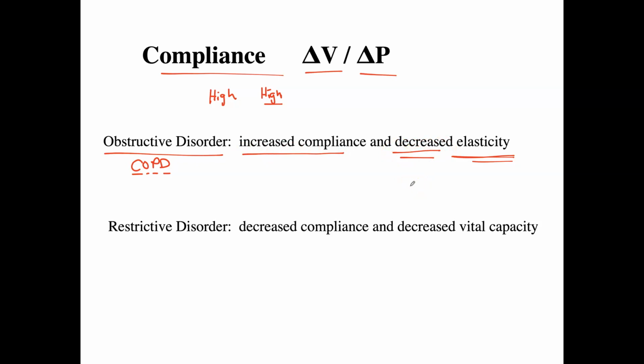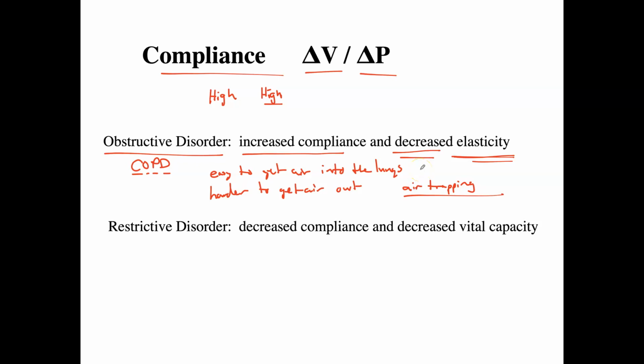And so what happens in those conditions? It's easy to get air into the lungs, but then it's harder to get the air out. Okay, so it's easy to get air into the lungs, harder to get air out. And so what we see happening is we see air trapping taking place. So when you think about COPD, we want to think about air trapping.